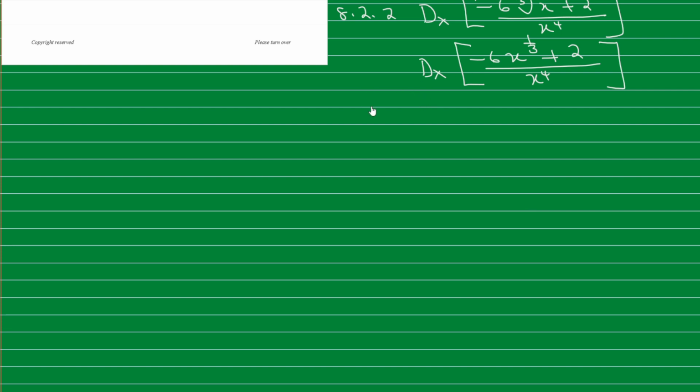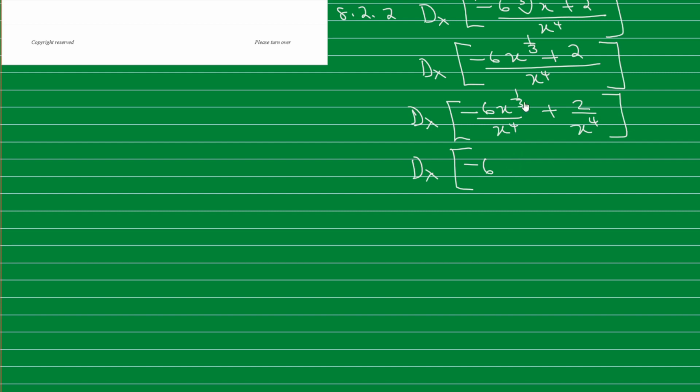Now when we simplify this one, the terms in the numerator are divided by x to the power 4. So we can split this into negative 6x to the power 1/3 divided by x to the power 4, and then plus 2 divided by x to the power 4. That's the reasonable thing to do here. We're still finding the derivative, we are simplifying that expression. So we have negative 6 x to the power 1/3 divided by x to the power 4.